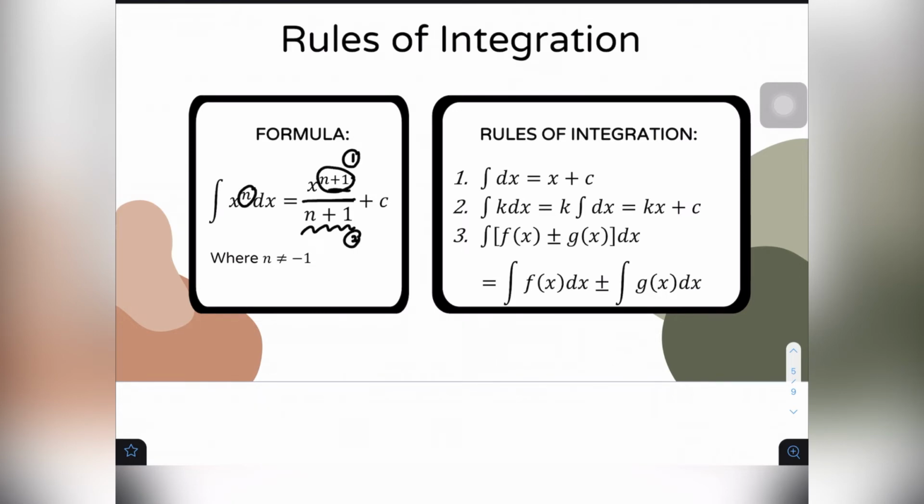And whenever you integrate an indefinite integral, where you don't have any lower limit and upper limit here, you always need to put plus c at the end of the answer. Okay, this one has been explained before.